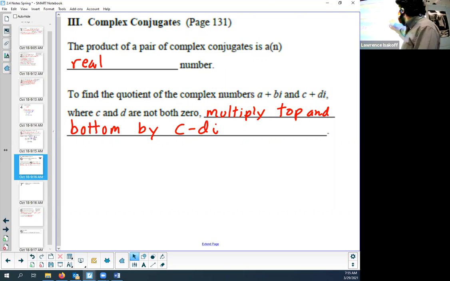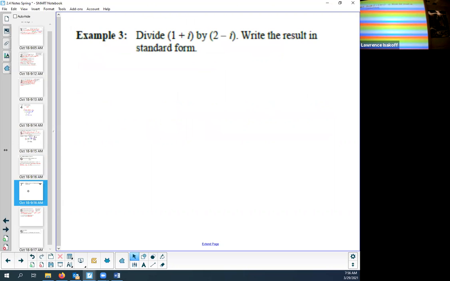So to find the quotient of a complex number, a plus bi and c plus di, where c and d are not both 0, multiply the top and bottom by c minus di. So actually, let's see, time-wise.